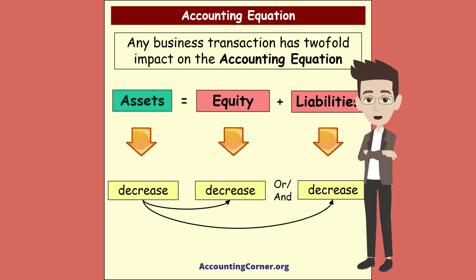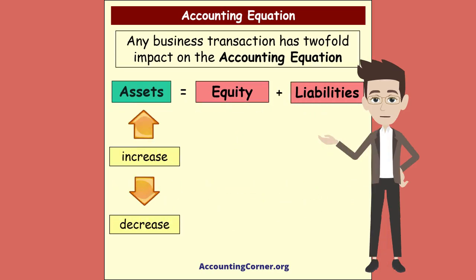In both these examples, assets will decrease, which will be reflected on the left side of the accounting equation. On the right side of the accounting equation, there will be a decrease in equity or liabilities, depending on whether equity or liabilities are decreasing. After the reflection of this transaction, there will still be an equation between the total value of assets and the sum of liabilities and equity.